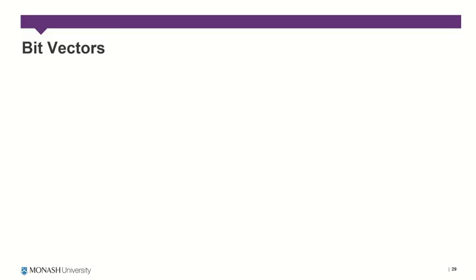So in this lecture, we're going to look at the set ADT with bit vectors. Again, this was just one of two implementations we looked at. The previous one was looking at arrays, but now we're going to look at the implementation using bit vectors. Let's look at bit vectors.